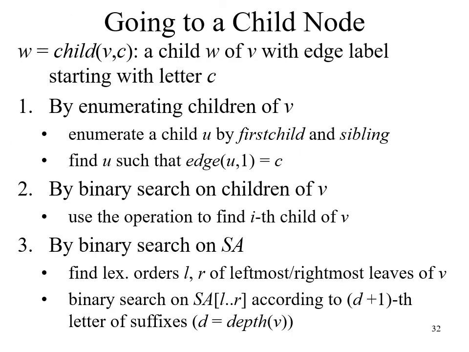We also consider suffix tree operations. How to go to a child node. We want to compute this child, v C. This is a child of v whose label starts with letter C. So we want to compute W. There are three algorithms.